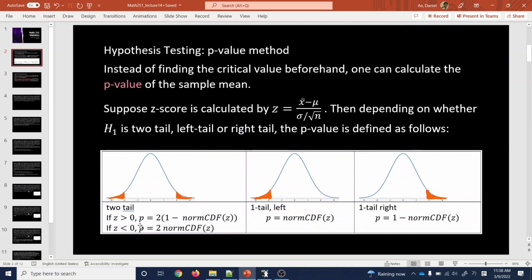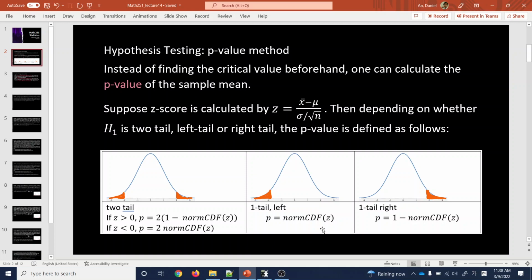talk about the p-value. And notice that in the two-tail part, it's doubled, right? Because there are two sides, and these are symmetric. Now, if you're doing left tail, then your p-value is simply this area on the left side. And because the norm CDF function gives you the area left of your z-score, you just have to apply the norm CDF, and that's it.